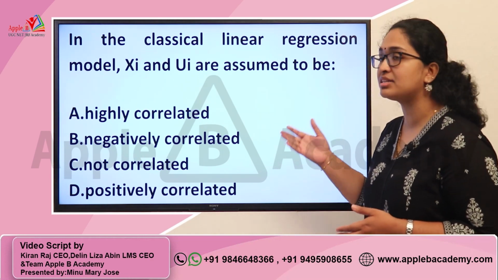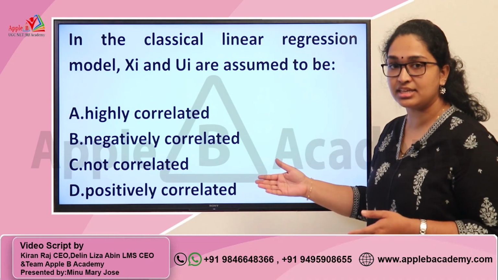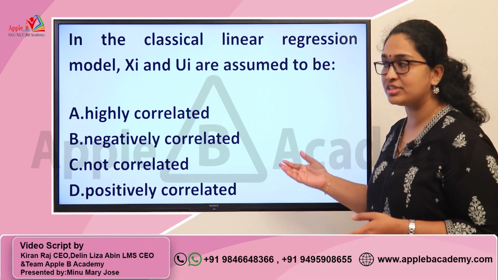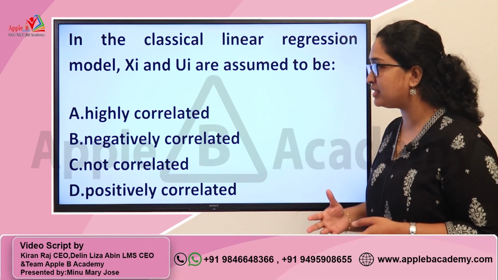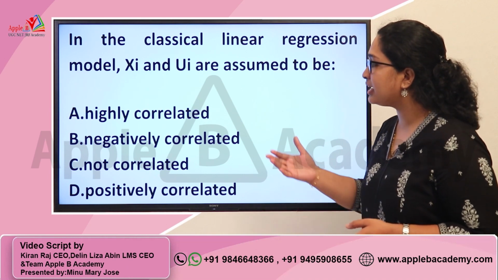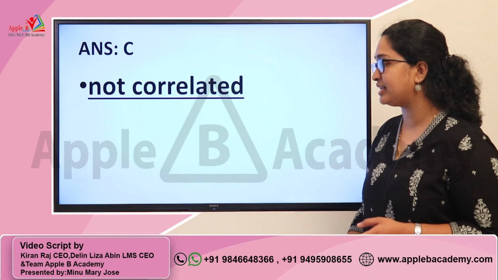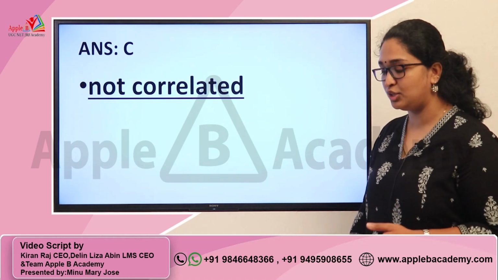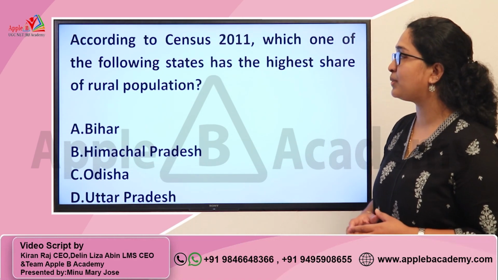So since this is a basic assumption of the classical linear regression model, we know that xi is the independent variable and ui is the error term. So obviously there should not be any type of relationship between these two values. In that case, the answer would be option C, not correlated. There should not be any correlation between xi and ui. Okay, and we have the next question.